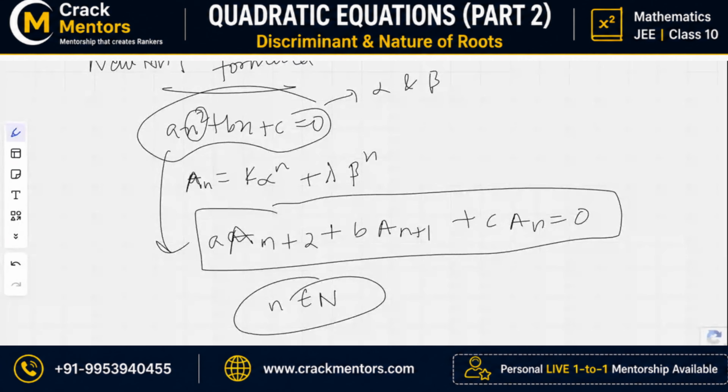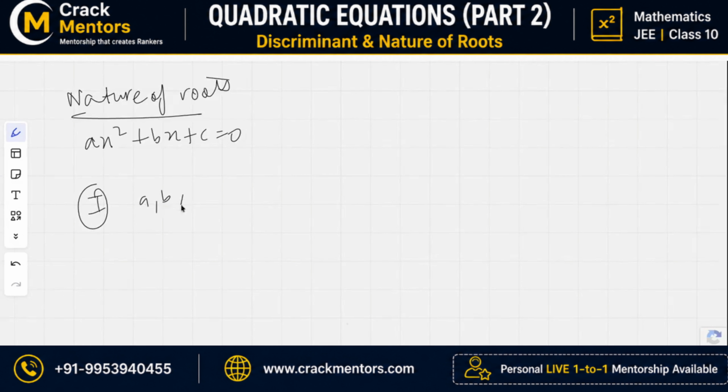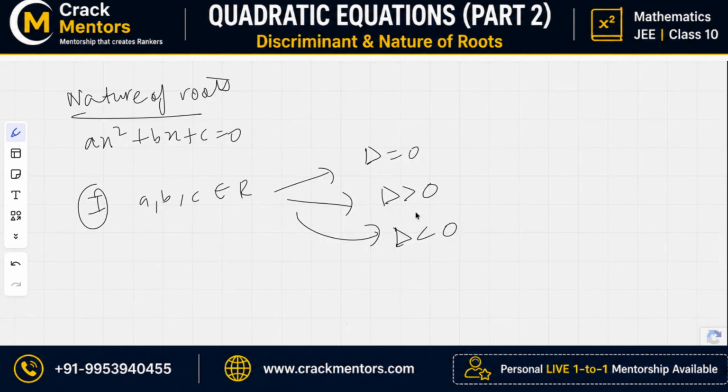Done. Okay. Now moving forward, another topic, something called nature of roots. So let's say we assume a base quadratic equation. First case, A, B, C belonging to real numbers. Now you know D equal to 0. What does that mean? D greater than 0, what does that mean? And D less than 0. This you know, right?